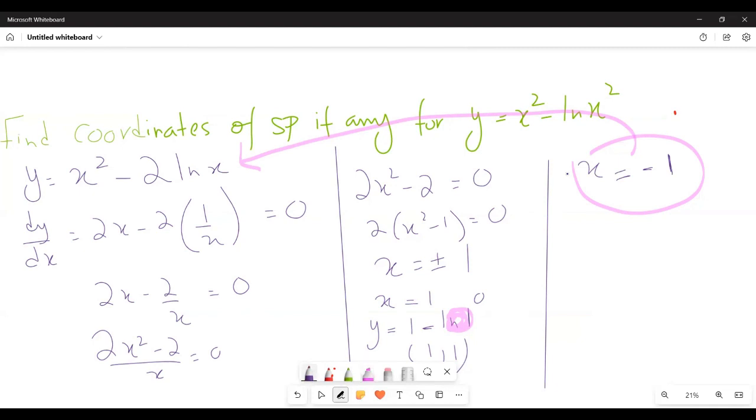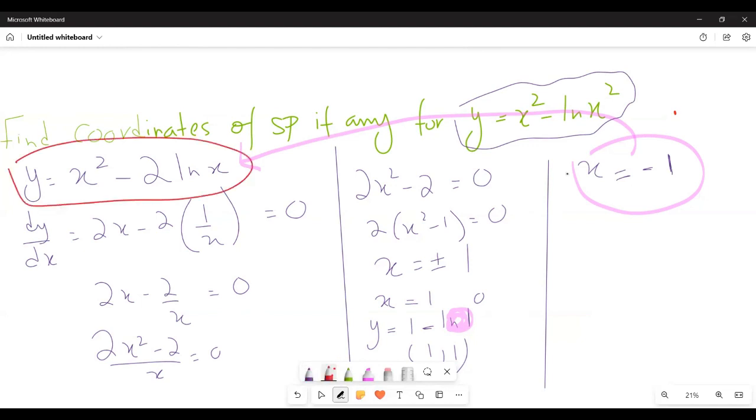However, if you notice that x is also an input of log. An input of log cannot be negative. Even with that, we won't get an answer. Yes, we won't get an answer for y even if we use this, because we'll get y equals minus 1 whole square minus 2 ln minus 1. So there will be no solution.